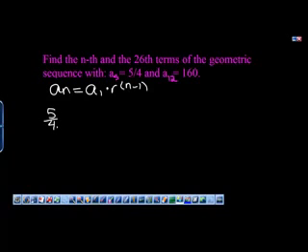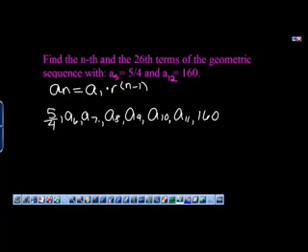Here's how that would look. We know that our fifth term is 5 over 4. Then we would have our sixth term, then our seventh, all the way through our 12th term, which we know is 160. Now, if we make this our first term, that makes 160 our 1, 2, 3, 4, 5, 6, 7, 8th term.